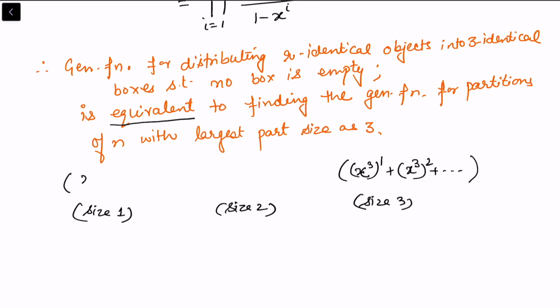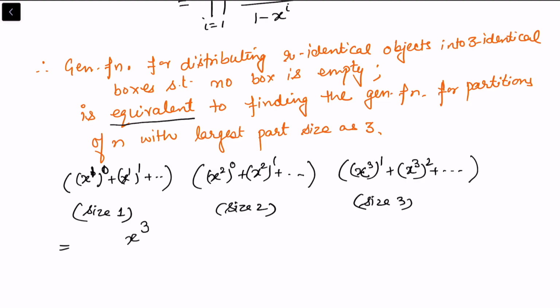And for this case, size 1 may appear or it may not appear. So x to the power 1 may appear 0 times, plus x to the power 1 may appear 1 time, and so on. And x to the power 2 may appear 0 times, x to the power 2 may appear 1 time, and so on. And this becomes a generating function. So this will become x cube when I simply take x to the power 3 common from here, and in the denominator we will have 1 minus x, 1 minus x square, 1 minus x cube.